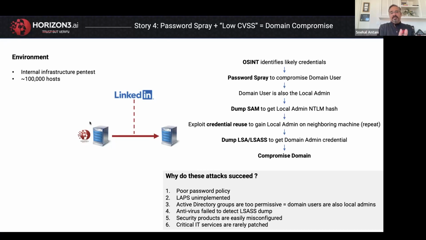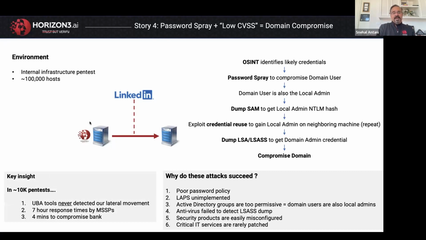And then from there, it's chaining together tactics that are not CVEs to become a domain admin in the network. And in our pen test, we're able to compromise an environment in 4 minutes. It took an MSSP 7 hours to detect and respond to a particular attack. And most user behavior analytics tools actually struggle to be effective in production because most organizations lack the pristine logging data required for UBA tools to be effective.